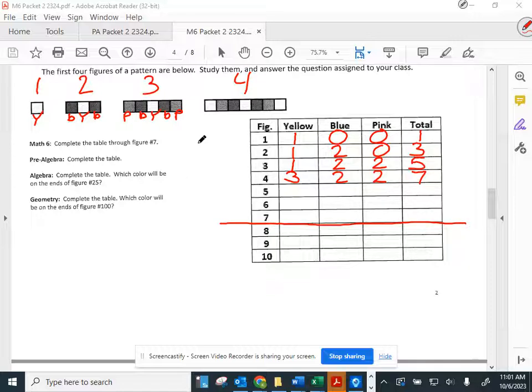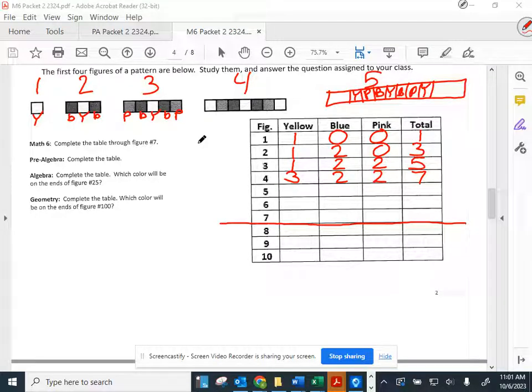Sometimes we do this by finding the pattern. Sometimes we can do this by actually just drawing out some more figures. If we're having a hard time finding the pattern, you're going to draw it out. So figure 5, we knew that there was a yellow, and then there's the blues, and then there's the pinks, and then it starts over with the yellows.